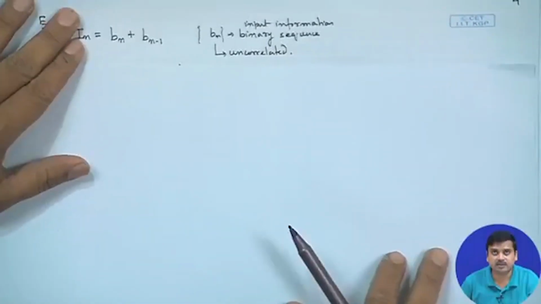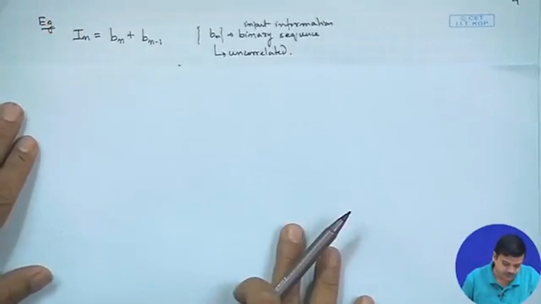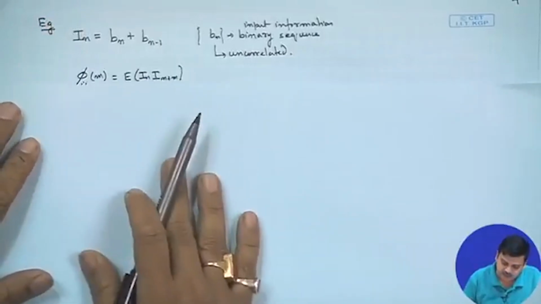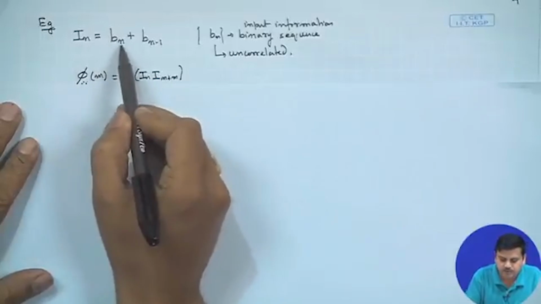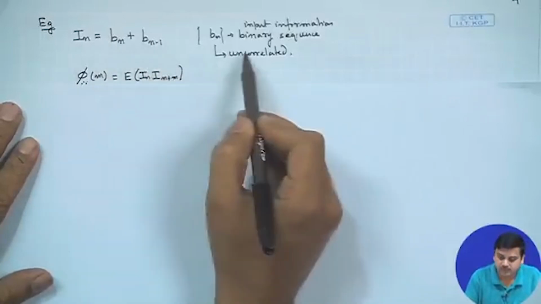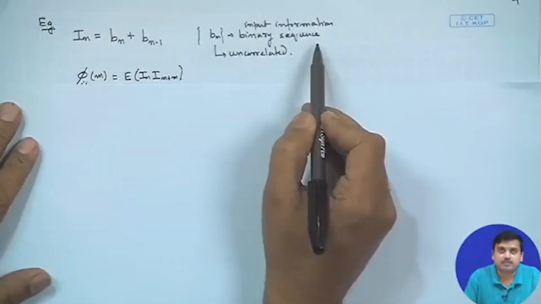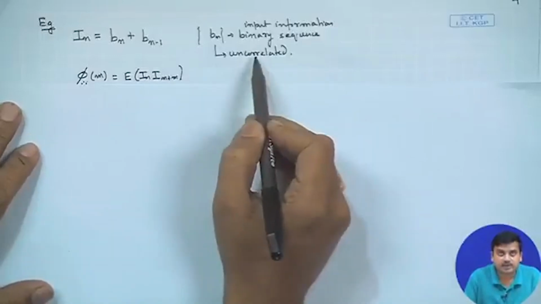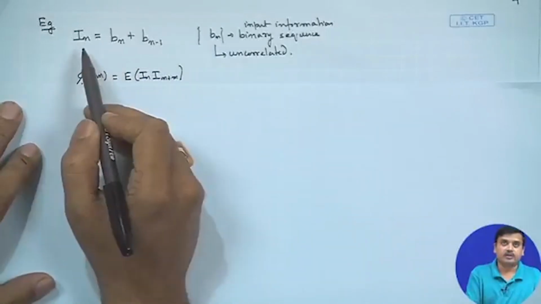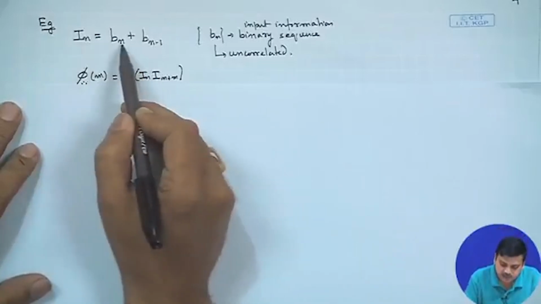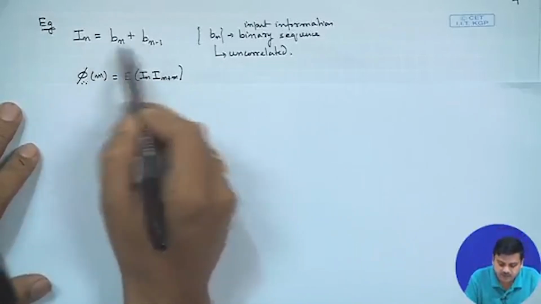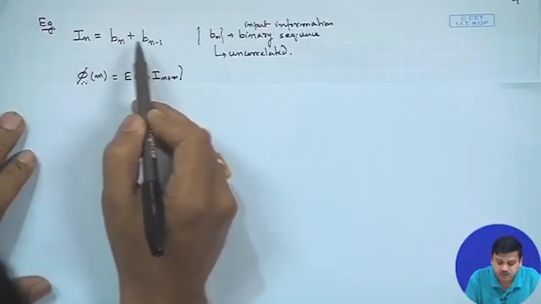We move on further and take a look at another example, and we say that let your information bearing signal, that is I_n, that we are interested in, be generated in the form I_n equals B_n plus B_(n minus 1), where B_n is the binary sequence, right. So, B_n is uncorrelated, but I_n is not uncorrelated. B_n could take a value of 0 and 1, so I_n could take a value of 0, 1 or 2.